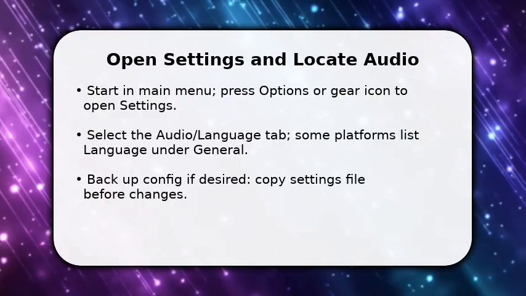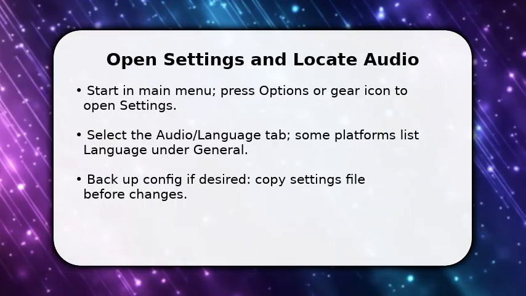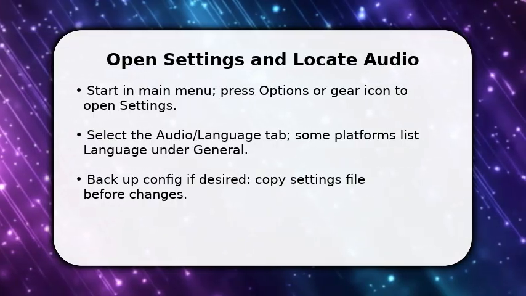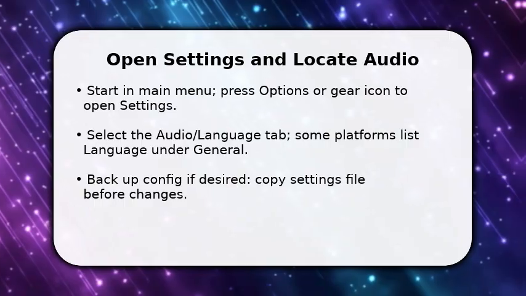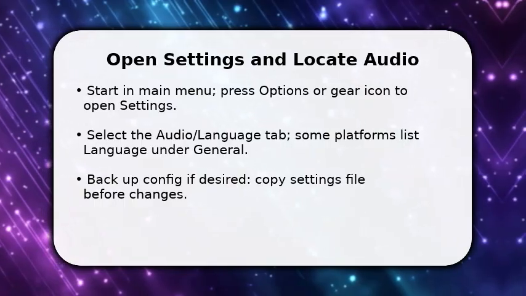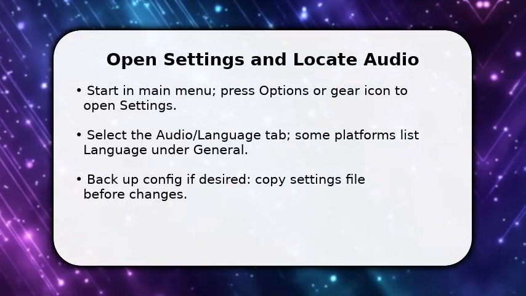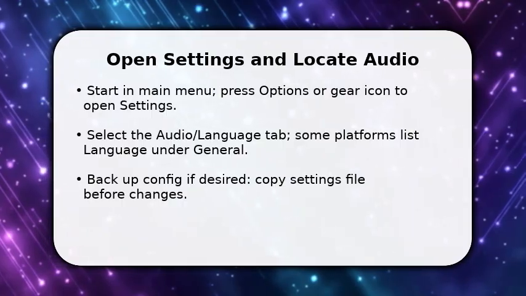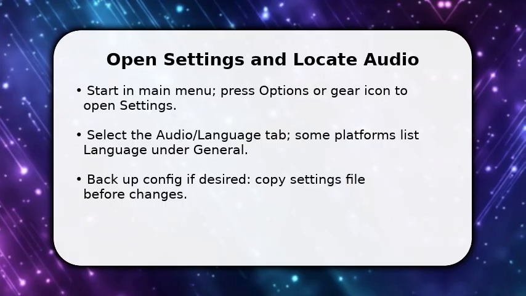You start in the main Dead by Daylight menu. Open settings immediately and navigate to the Audio or Language tab. Platforms differ. Once there, scan for a language drop-down or a checkbox labeled Voice, Text, or Locale. Make sure to note current selections so you can revert.